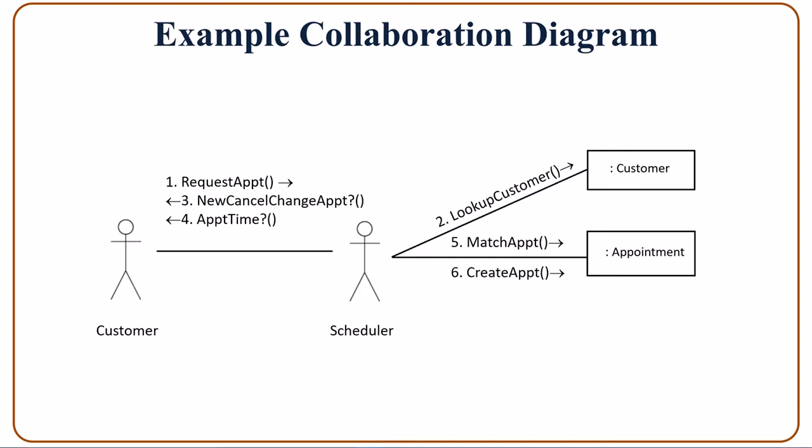In an example collaboration diagram, a customer actor requests an appointment. The scheduler calls the lookup customer on the customer class. The schedule item may ask the customer if the customer wants a new appointment or wants to cancel or change the appointment. Then ask for the appointment time. Then later the scheduler item calls the appointment class for matching appointments. Then create an appointment.